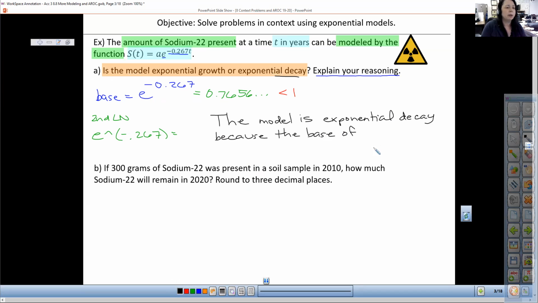of, so I'm going to use my power of e because that was the given base, e to the power of negative 0.267 is about 0.7656, which is less than 1.